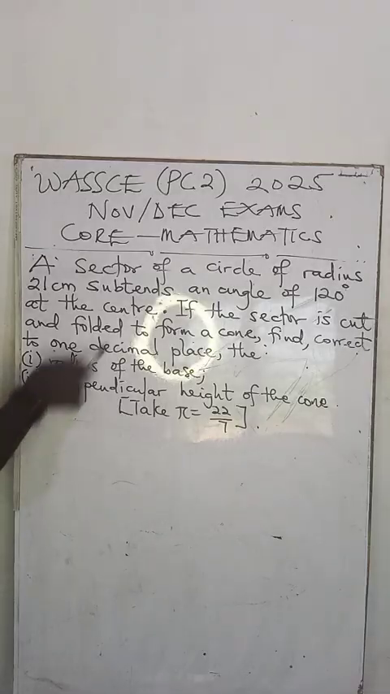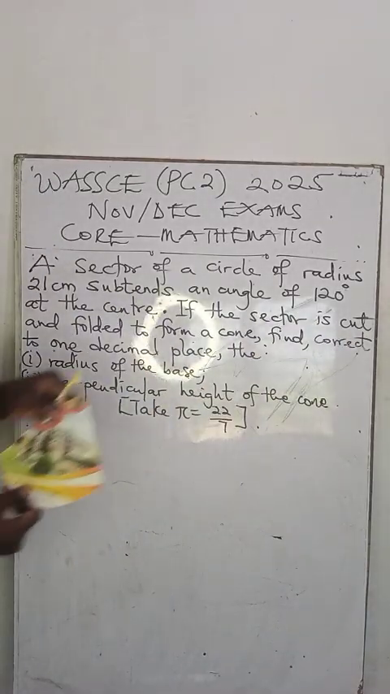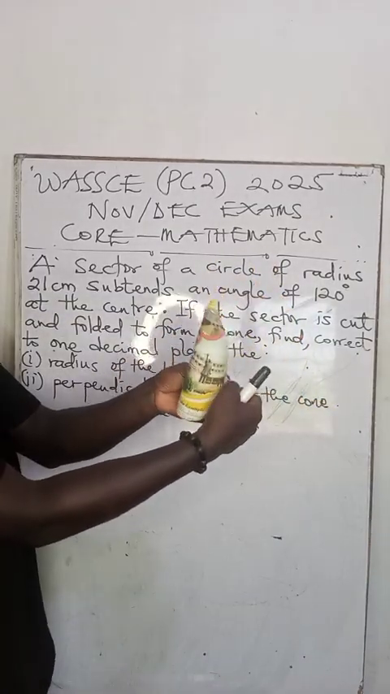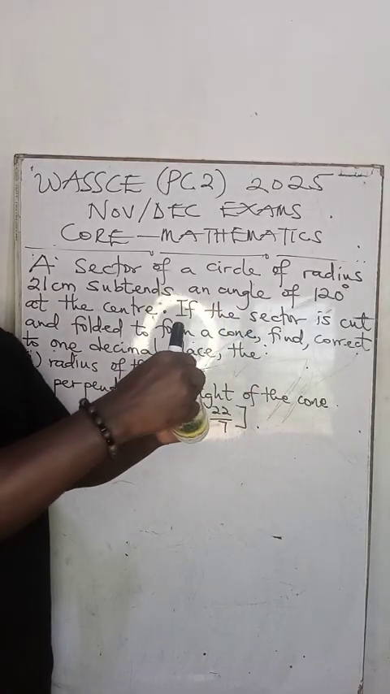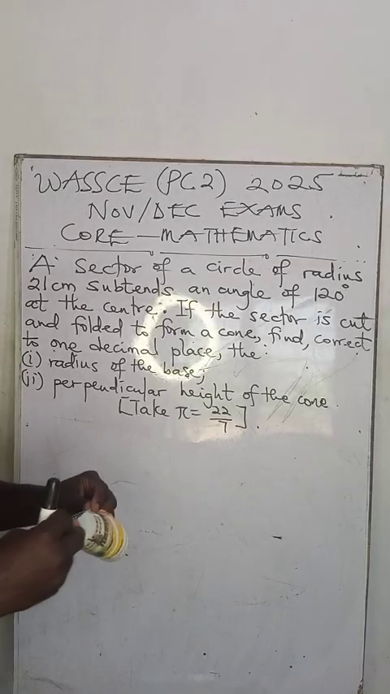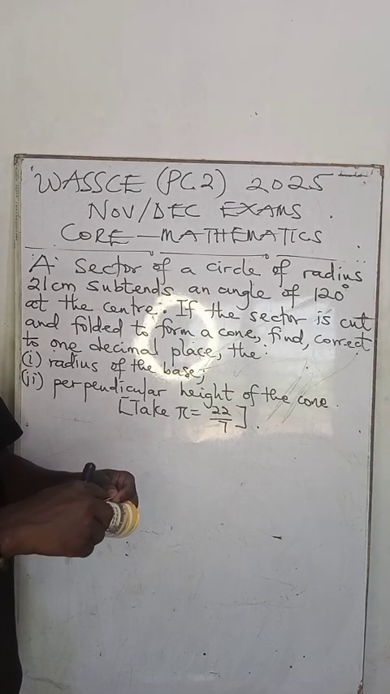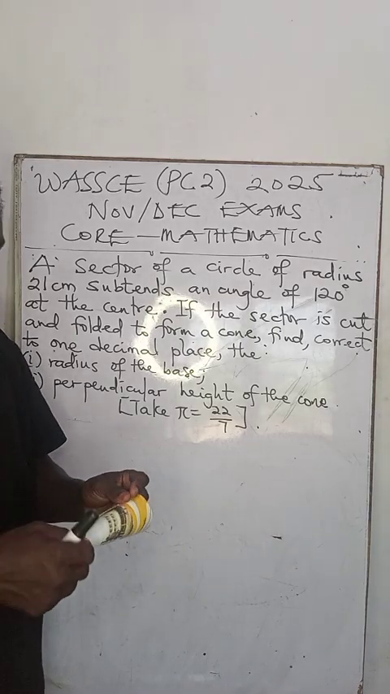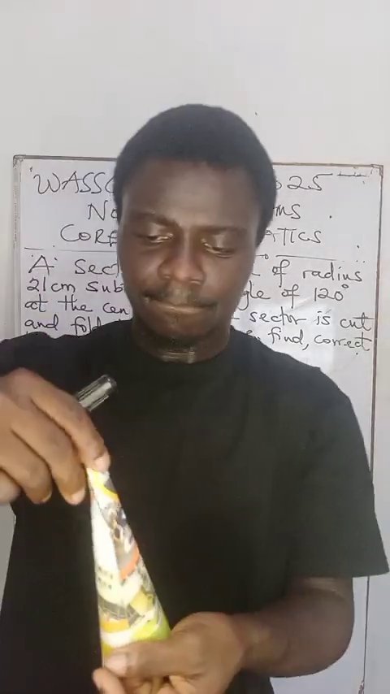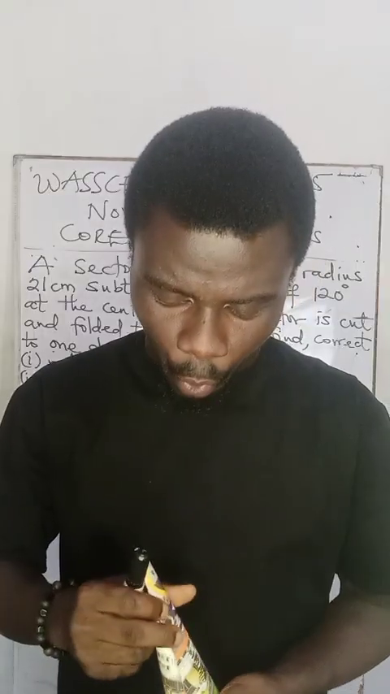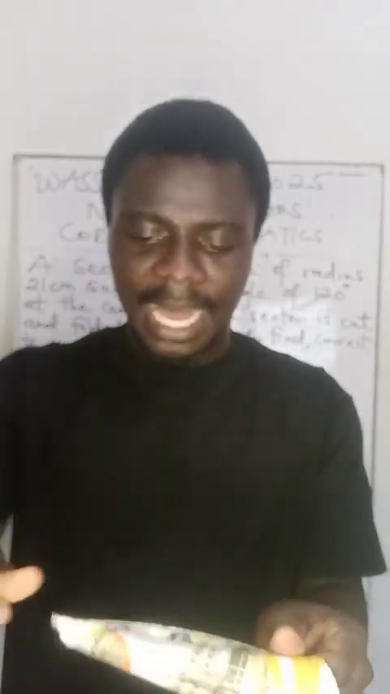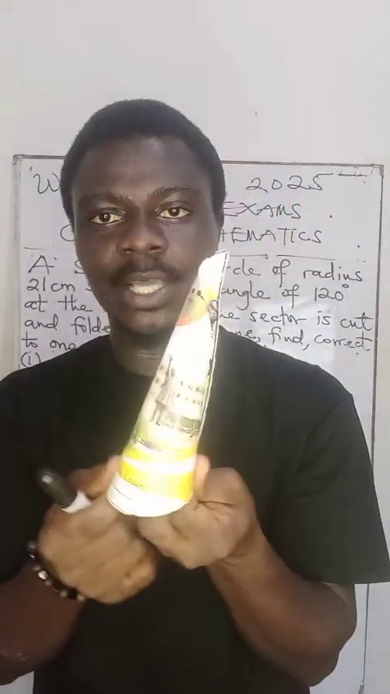So now, if the sector is cut and folded, we are to fold this sector. This is the radius, this is the radius. When you fold the sector, the two radii will coincide, which means they will meet. When they meet, they will form the slant height of the cone. So this is a cone we have here.